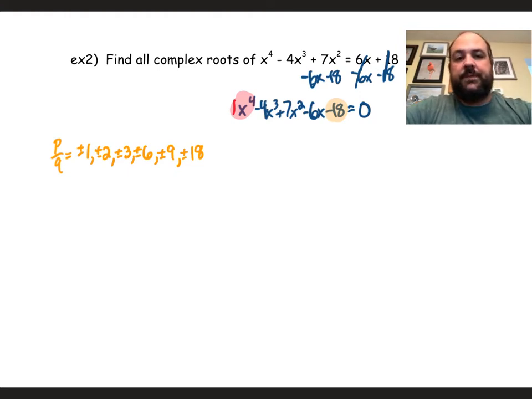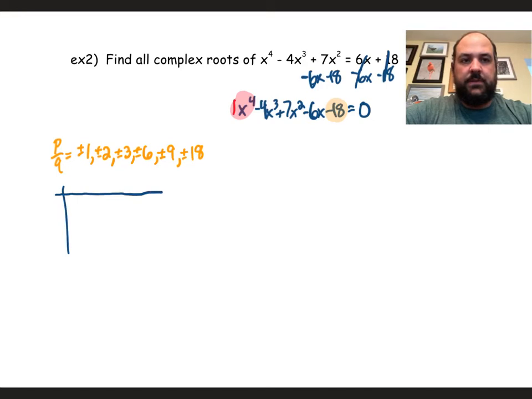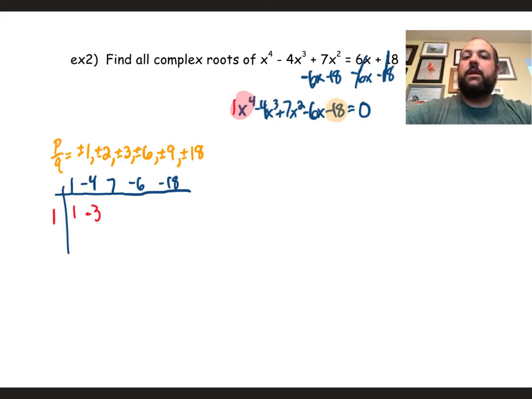So I'm going to set up my synthetic division. Let's say we put across the top 1, negative 4, 7, negative 6, negative 18. All right, so let's start by testing 1. I'm going to try 1, bring down the 1. 1 times 1 is 1, plus negative 4 is negative 3. 1 times negative 3 is negative 3, plus 7 is 4. 1 times 4 is 4, plus negative 6 is negative 2. 1 times negative 2 is negative 2, plus negative 18 gives me negative 20. Didn't work. All right, so 1's no good.